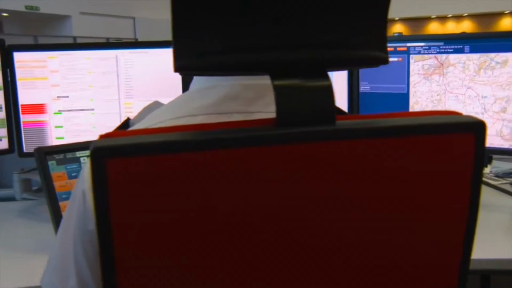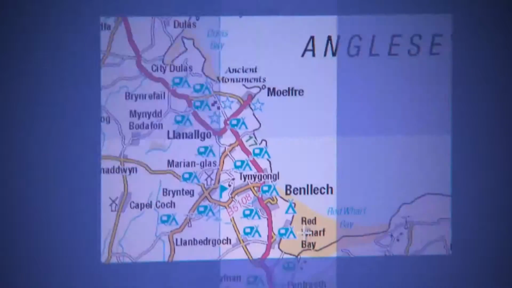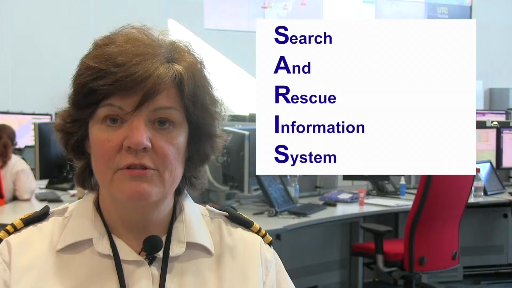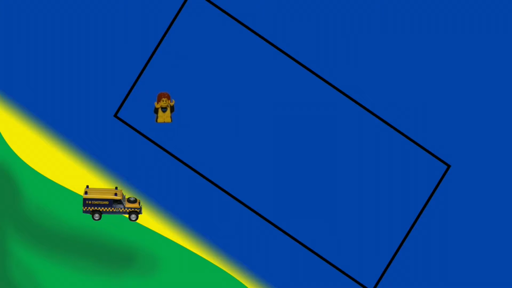In the operations room, when the Coast Guards are making a search plan, one of the first things they use is SARIS, which is the Search and Rescue Information System computer that helps us to actually draw up the search plan when we're looking. We could do it manually, but it's a lot quicker and a lot easier to use the computer. Here we have someone in the water, and the box is the search area.